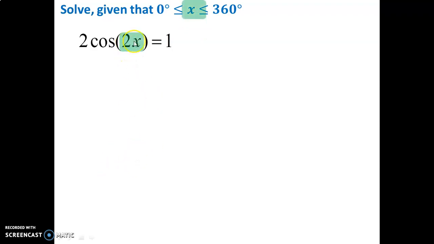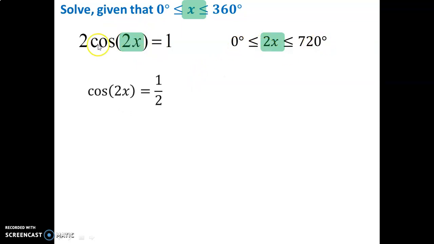I compare this. This says 2x, this is x. That means I'm going to change my domain to match what I see here. So I'm going to rewrite it like this. If I'm doubling that x, then I have to double this number and I have to double this number. So I've doubled 0, which is still 0, and I've doubled 360, which is now 720. So now I can look for angles that meet this equation between 0 and 720. Okay, so I'm solving the equation. I divide by 2 first. Okay, so now I have a simplified trig equation.